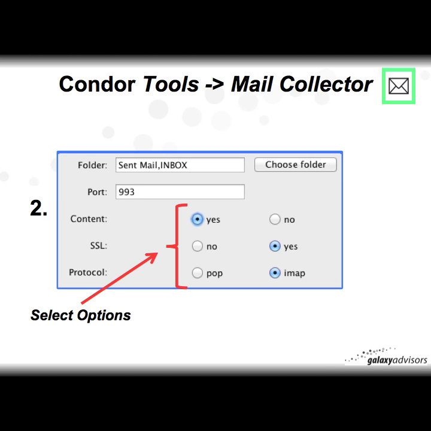And then the next item in section 2 is to select these options. I recommend that you bullet yes for content. The SSL stands for Secure Socket Layer, and just leave it as yes. The protocol, as we indicated, is IMAP.